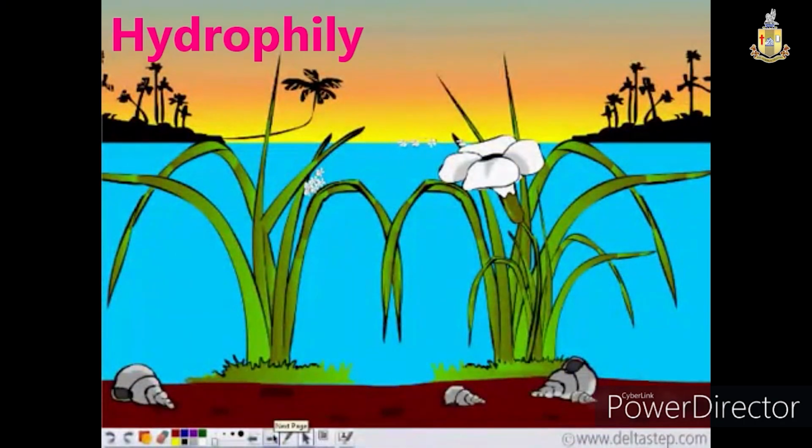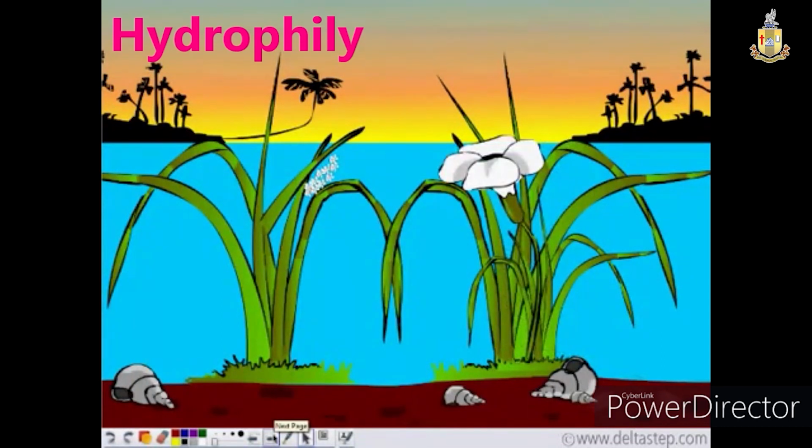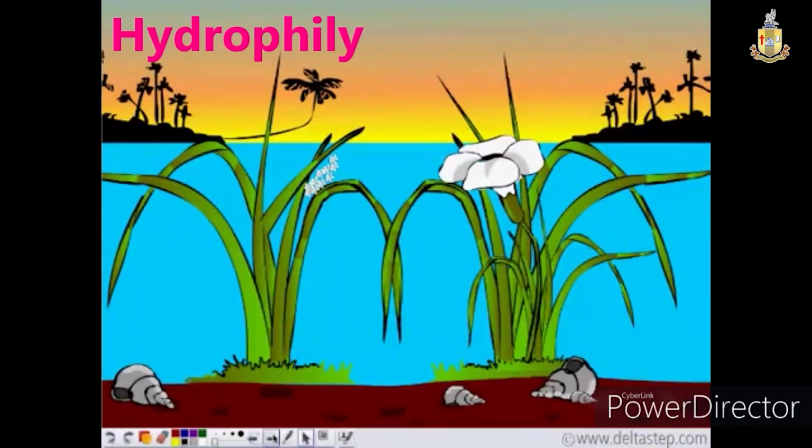In case of aquatic plants, they release their pollen grains or their entire female flower into the water, which will be easily carried by the water current to the female flowers. Such type of pollination by water is called hydrophily.